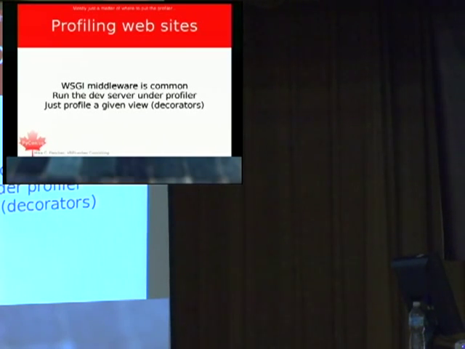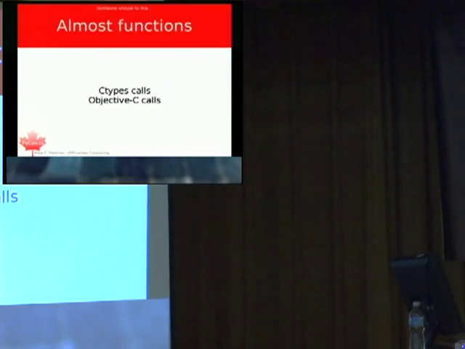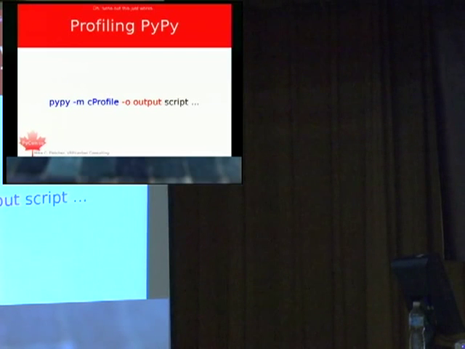For profiling websites, as I mentioned, there's WSGI middleware you can install into your Django, TurboGears, etc. stacks, and just profile every request that comes in, or you can use those profile decorators. One of the things that we still haven't solved is that things that look like functions but actually aren't tend not to show up in profile traces. So things like ctypes calls, Objective-C calls, they tend to just not show up at all. NumPy operations like slicing and the like also don't show up.